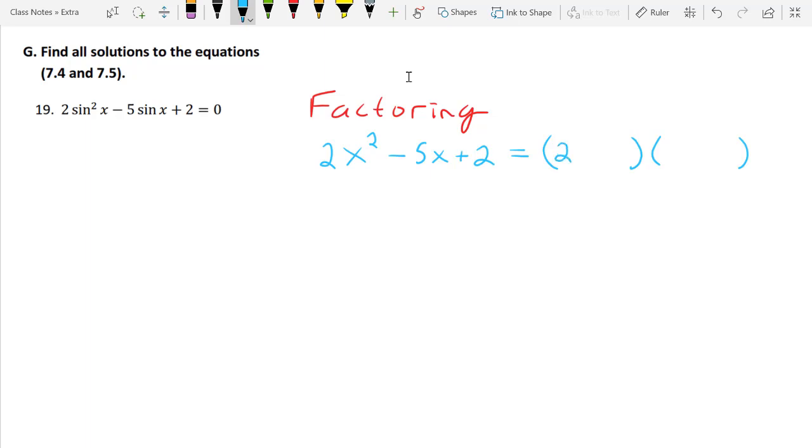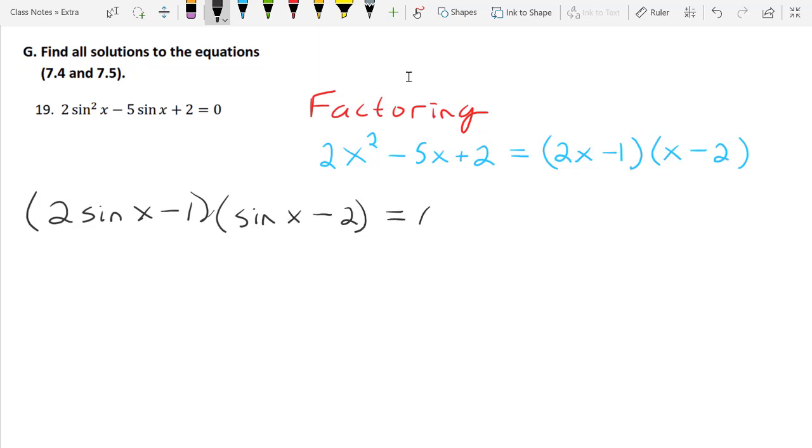It's going to factor out to be 2x minus 1 and x minus 2. So for our equation, with sine instead of x, it's going to look like 2 sine x minus 1 times sine x minus 2 equal to 0. Now we can set both factors equal to 0.